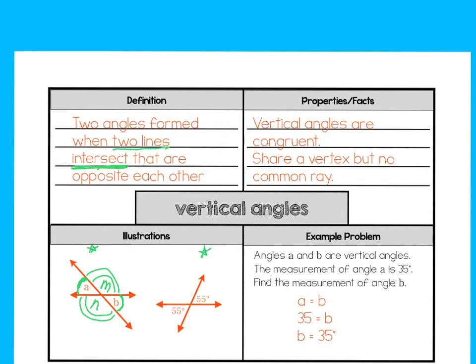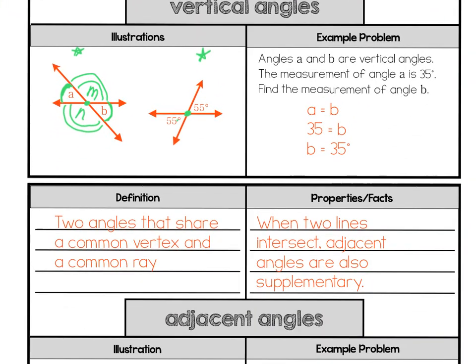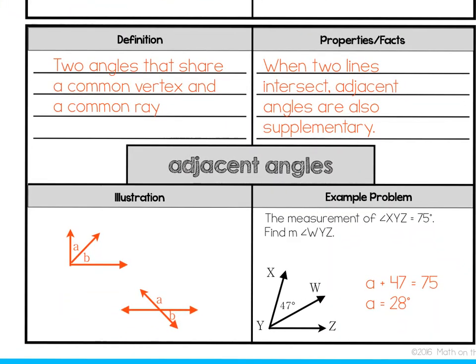So for the second example here, you see 55 equals 55. Okay, they have to share a vertex, so notice they share a vertex, all right? But they don't share a side. Vertical angles will never share a side. They can't, okay? So remember, vertical angles are congruent, and they're formed when two lines intersect and they share a common vertex.